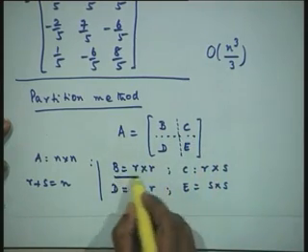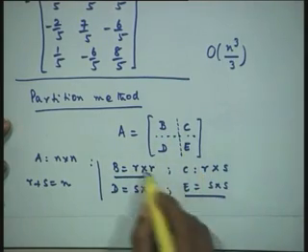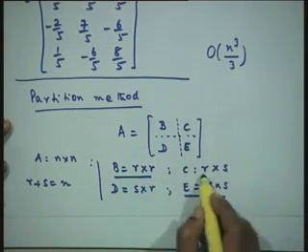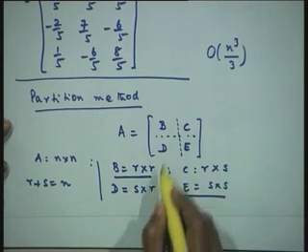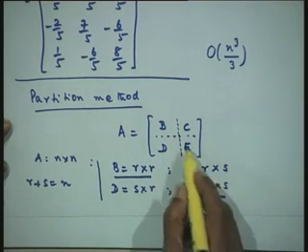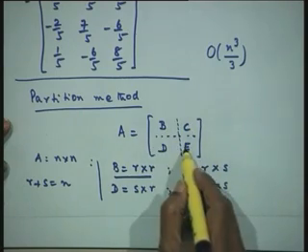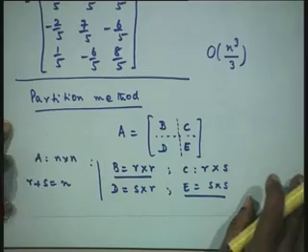So these two matrices B and E are square matrices and these are rectangular matrices. This is R into S, this is S into R, but this is R into R, S into S. These are square matrices and these will be rectangular matrices.